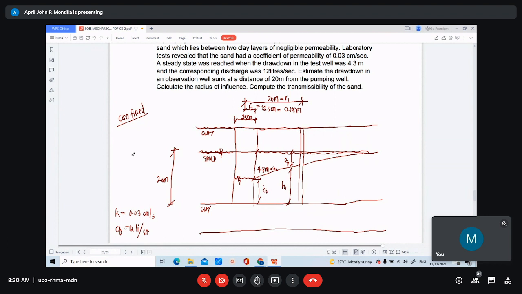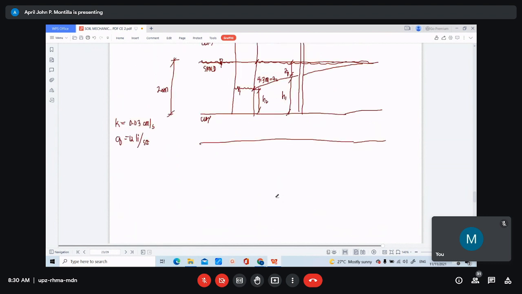Anong gagawin natin? Confined aquifer. Ano ba yung formula ng confined aquifer? Hydraulic conductivity is equivalent to Q ln of R1 over R2 divided by 2 pi multiplied by the thickness of the aquifer multiplied by H1 minus H2. Let's compute first H1 and H2.